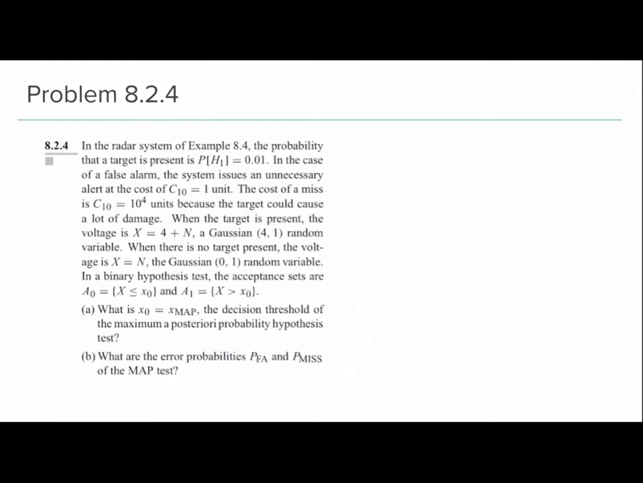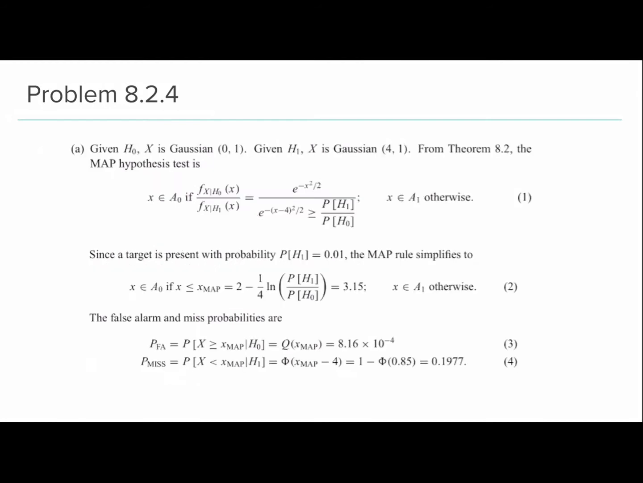So we're given what P of h1 is in this question. Since it's a target probability, x will belong to A naught if, basically we'll just simplify this expression, e raised to the power minus x squared by 2 divided by e raised to the power minus (x minus 4) whole squared by 2 is greater than or equal to P of h1 by h naught.